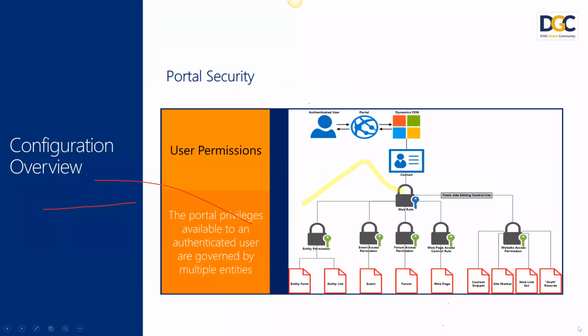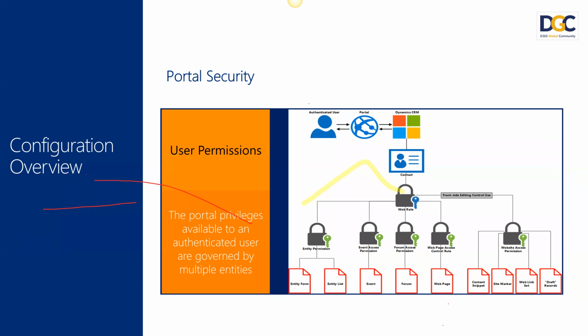And so in this slide, I just wanted to explain what happens when an authenticated user logs into the portal. So a user is an authenticated user. He comes into the portal, he signs in. Then the portal basically talks to the Dynamics CRM, I mean the 365 instance.